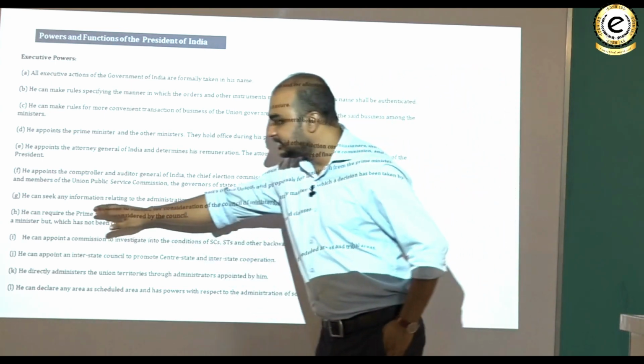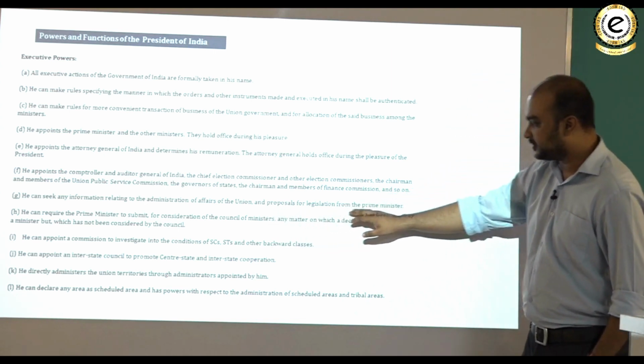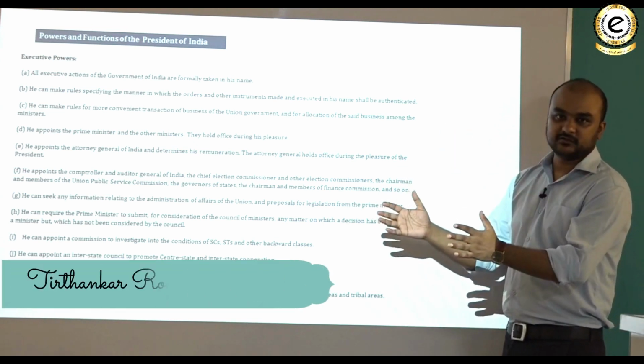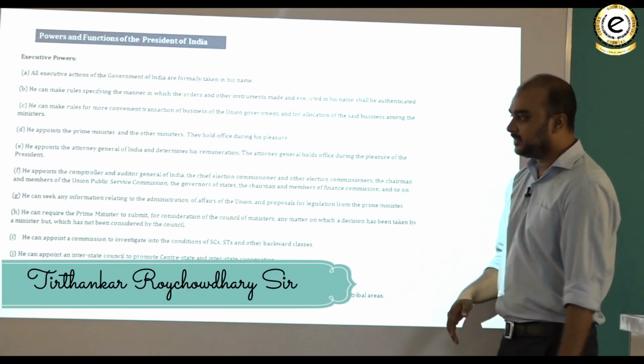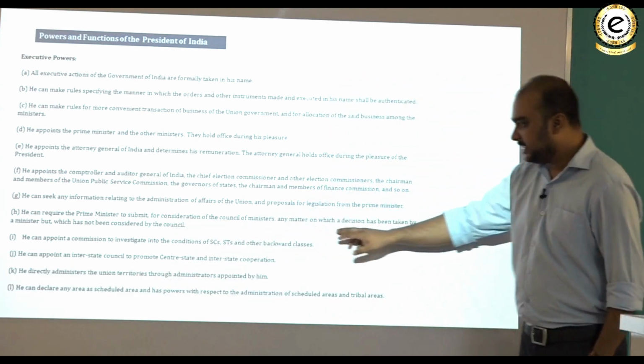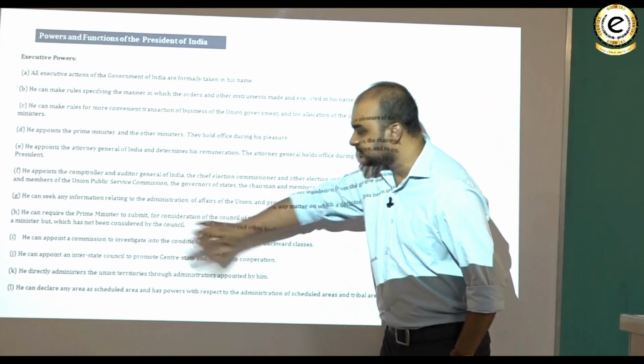So you see that he can seek any information relating to the administration of the affairs of the Union and proposals for legislation from the Prime Minister. In fact, the Prime Minister acts as a link between the Union Council of Ministers and the President of India. He can require the Prime Minister to submit for consideration of the Council of Ministers any matter on which a decision has been taken by a minister but which has not been considered by the Council.